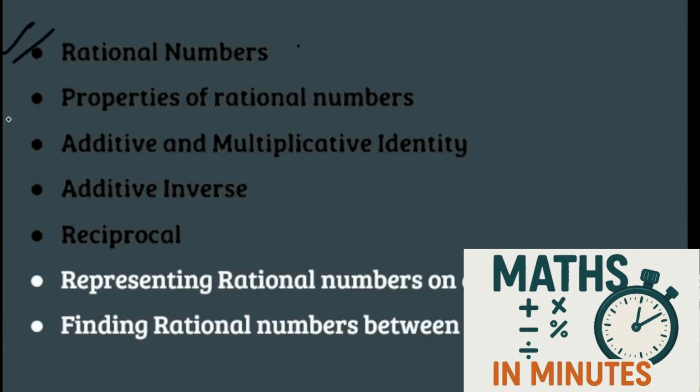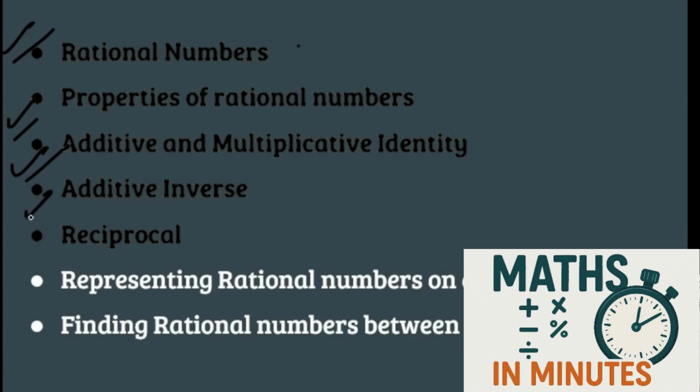Rational numbers, properties of rational numbers, in which we have studied about commutative property, closure property, associative property and distributive property. After then we have studied about identities, that is additive and multiplicative identity. Additive identity is basically 0, multiplicative identity is 1. Additive identity says that whenever we add 0 to a number, it gives us the same number, and multiplicative identity says that when we multiply a number by 1, it gives us the same number.